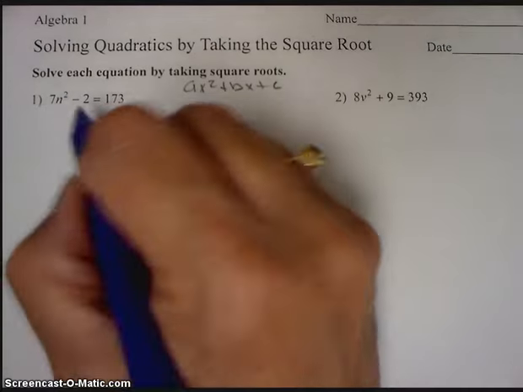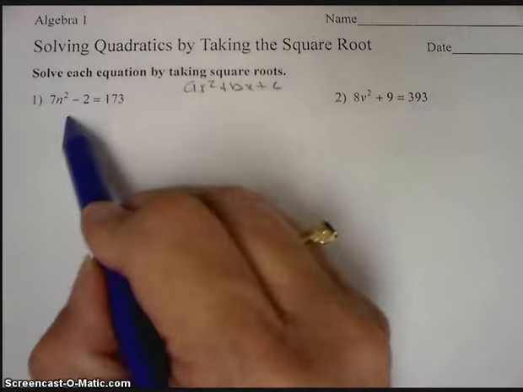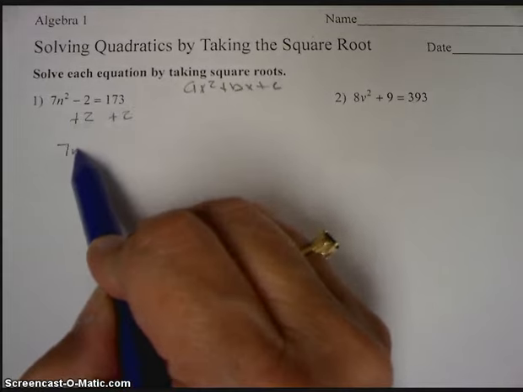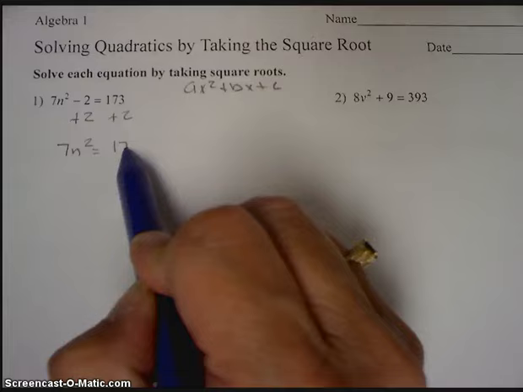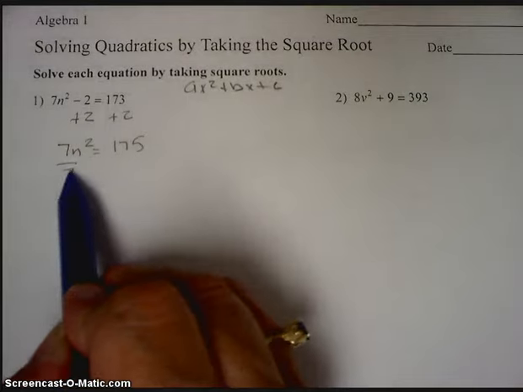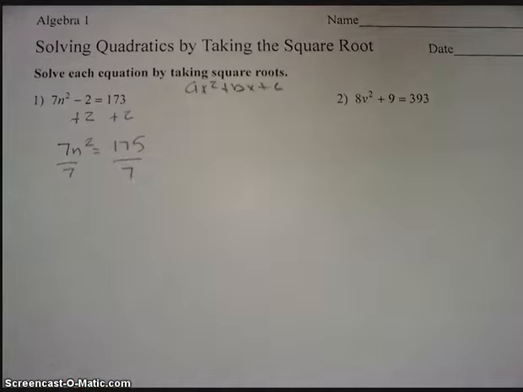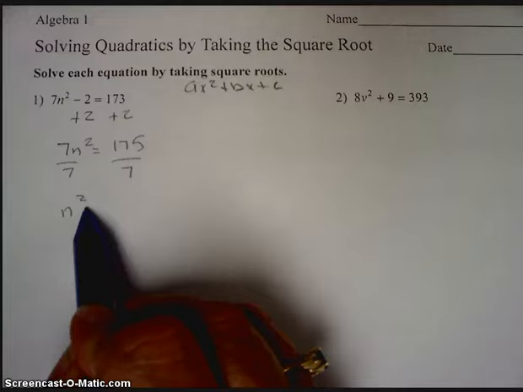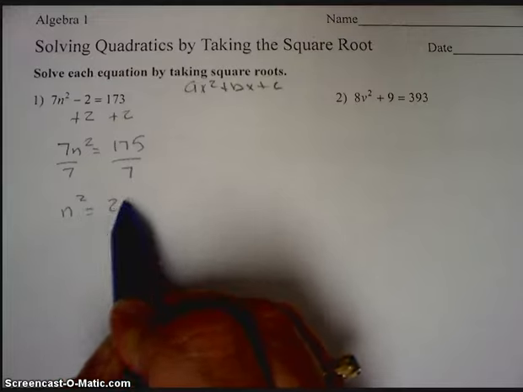So in this case, example 1, I'm going to add 2 to both sides. I wind up with 7n squared is equal to 175. My next step is to divide by 7. We're trying to get the variable by itself. So then I'm left with n squared is equal to 25.